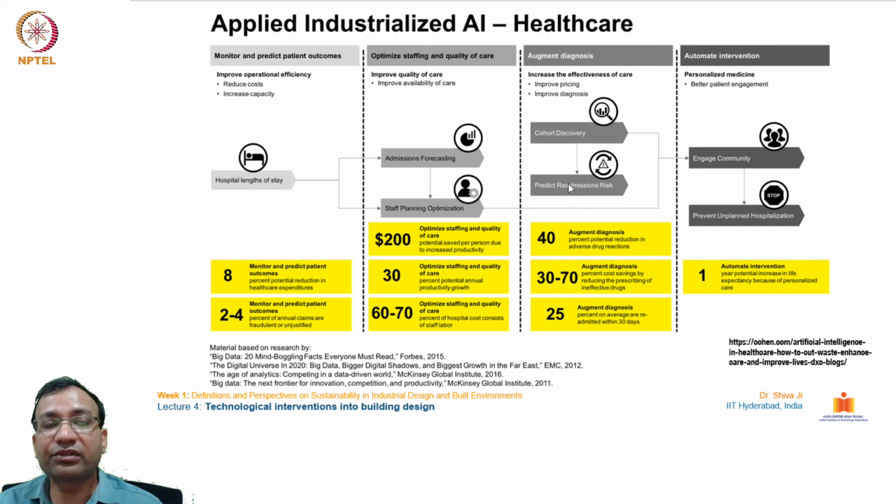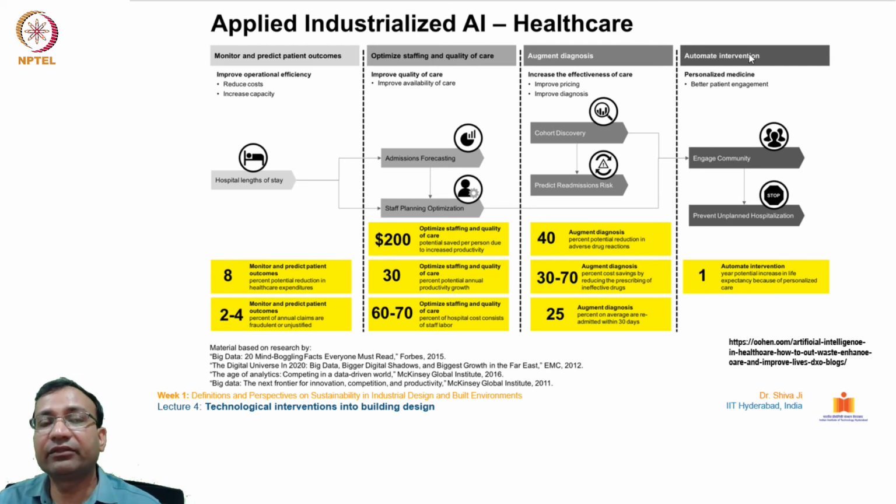So this will lead to a certain chain reaction in the next column. So here if you see the augment diagnosis stage, increase the effectiveness of care. So improving the diagnosis, which will result in initiatives like cohort discovery and predicting readmission risks, if there are any. So this model helps in understanding what the conditions of the patient are going to be, and in what ways the hospital may have to deal with them, if the situation improves, or if the situation doesn't improve, if they need a readmission or something.